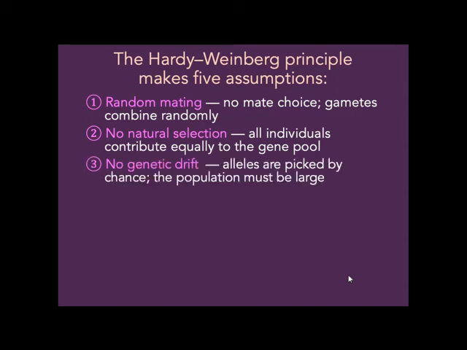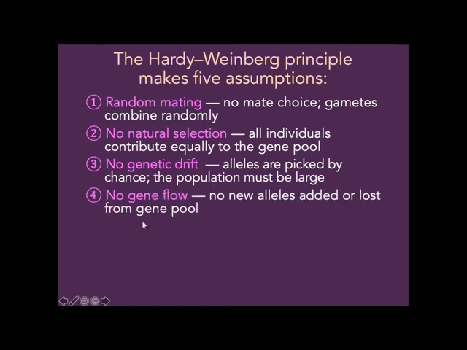Third, there's no genetic drift. So this means that the alleles are picked by chance. And we're going to talk more about this later, but when you have very, very small populations, you're more likely to accidentally have your alleles not represented. So in order to avoid genetic drift, you have to have a very, very large population. So sometimes you see this assumption written as no genetic drift, and sometimes you see this assumption as the population must be large.